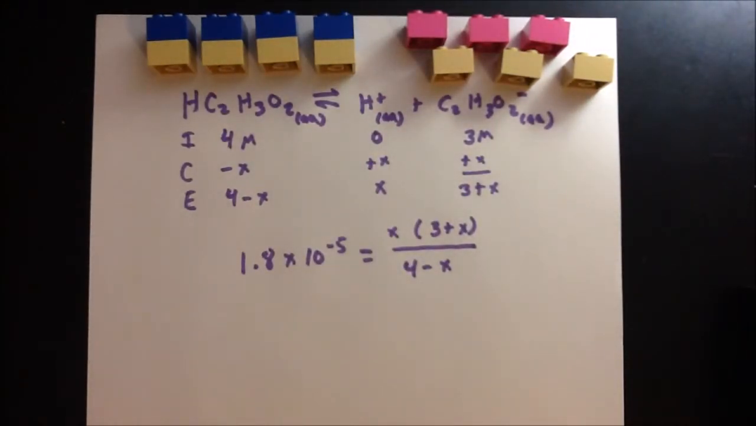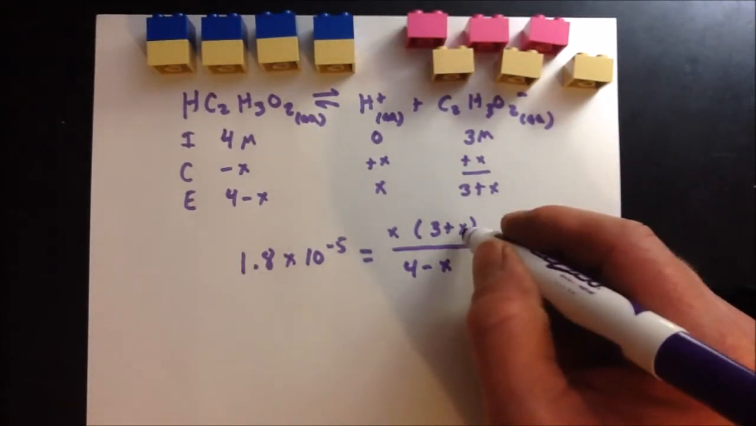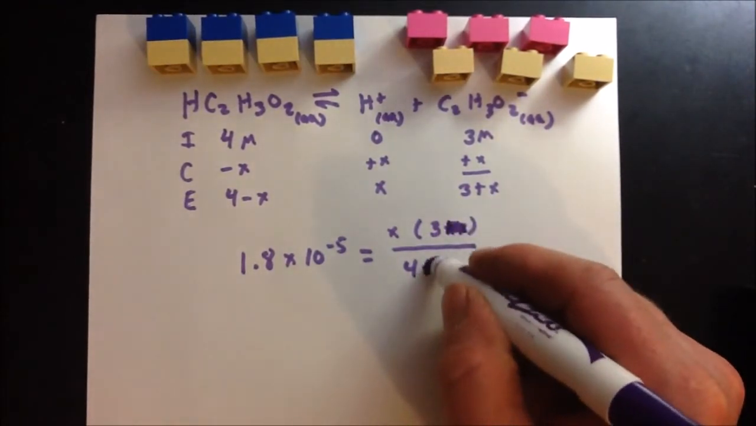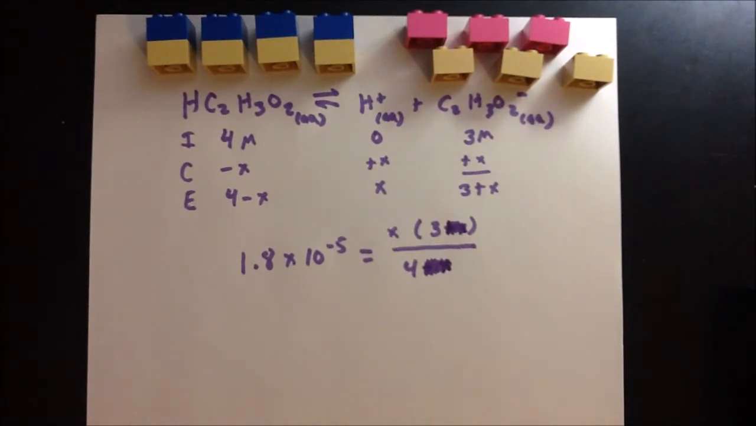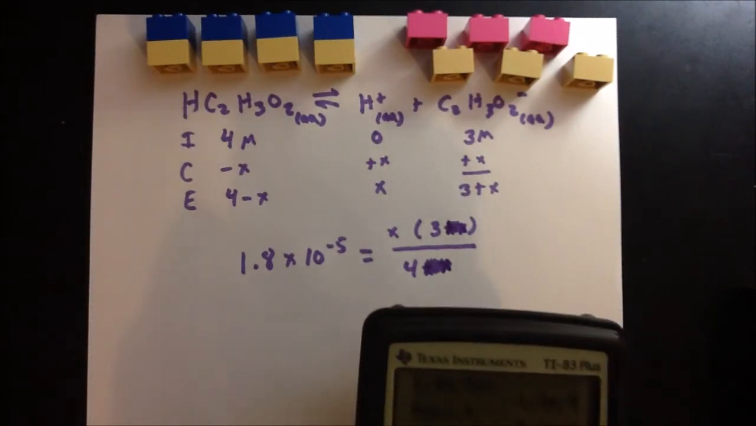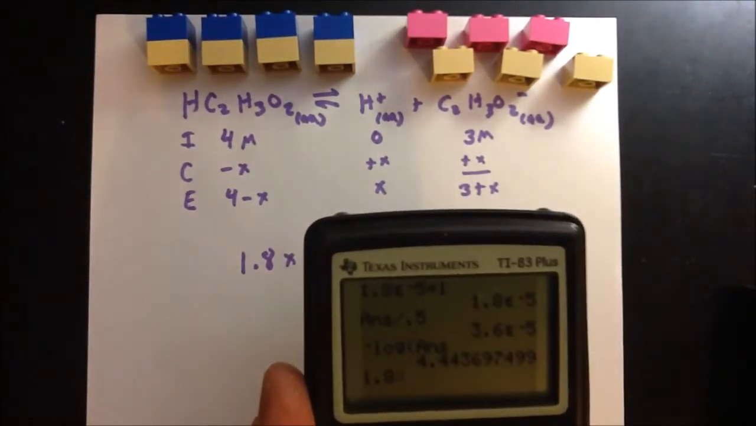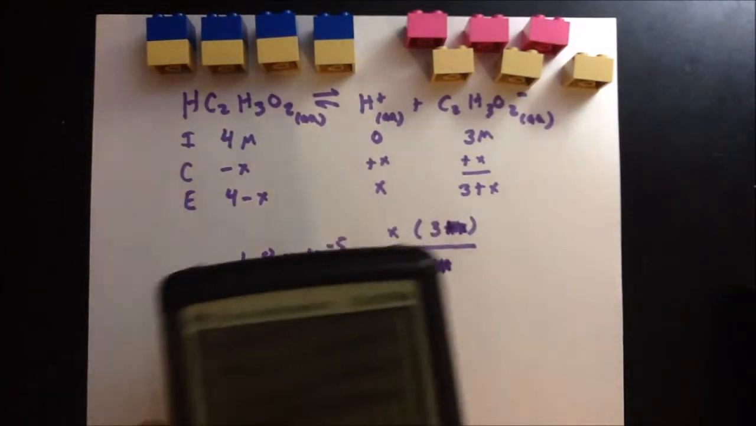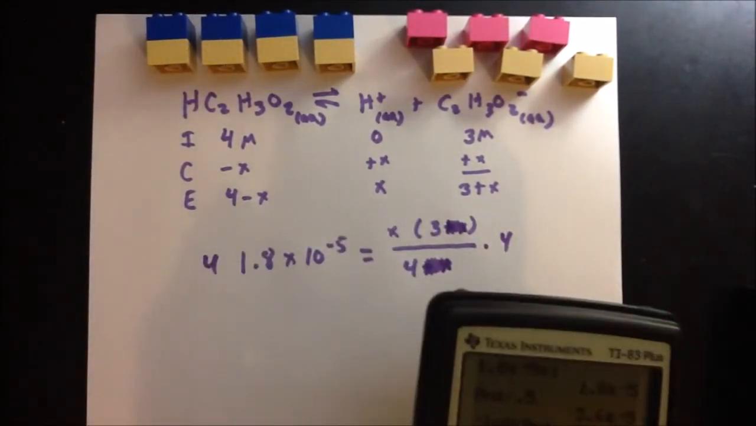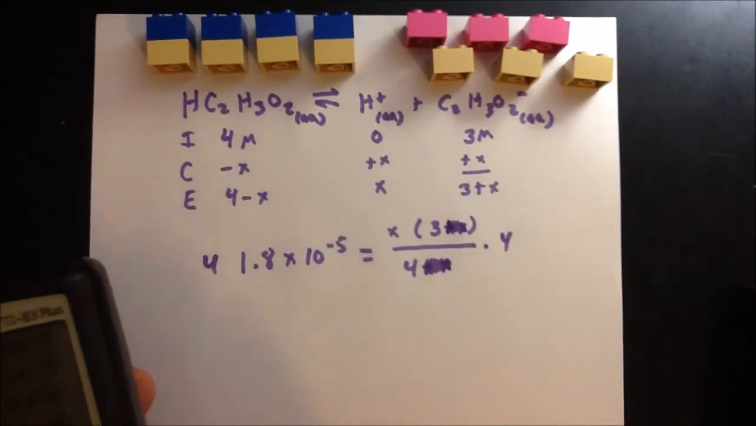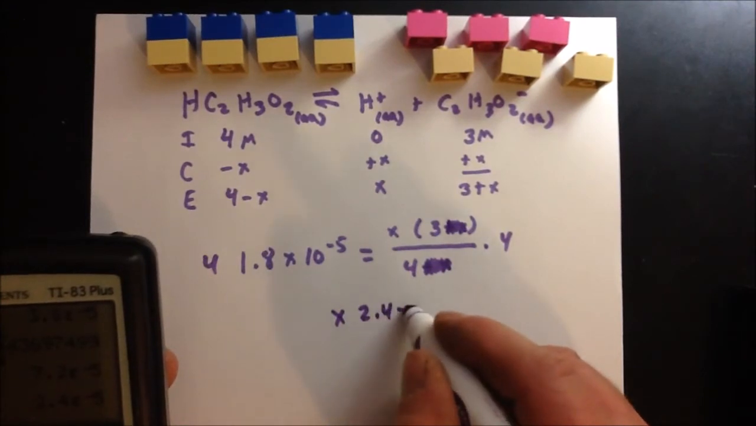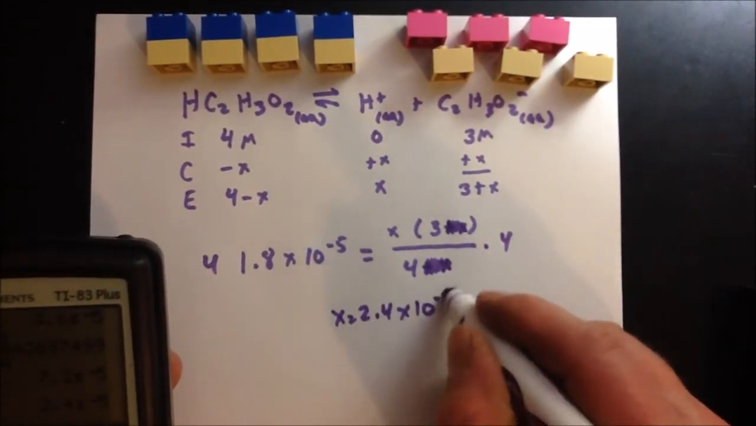So to avoid having to do the quadratic formula in this equation, there's a really simple thing we can do. We can say 3 compared to X, the X is insignificant. 4 compared to X, the X is insignificant. Now, makes it a little bit easier for us to solve for the value of X. So 1.8 times 10 to the negative 5th, and I'm going to multiply both sides here by 4. So times 4, and then I'm going to divide by 3, and I get that the X value is 2.4 times 10 to the negative 5th.